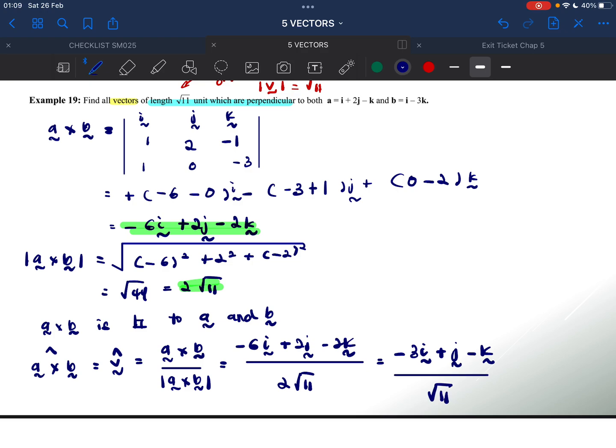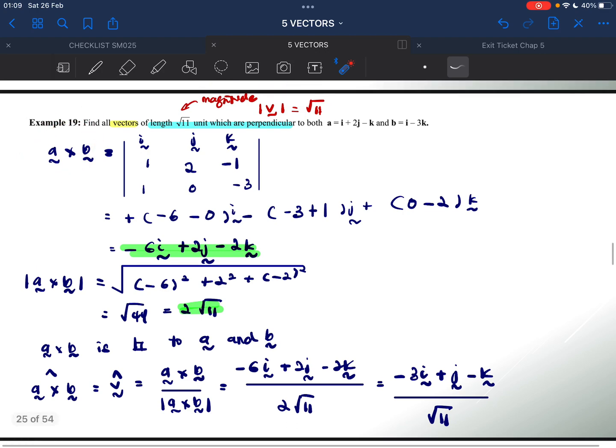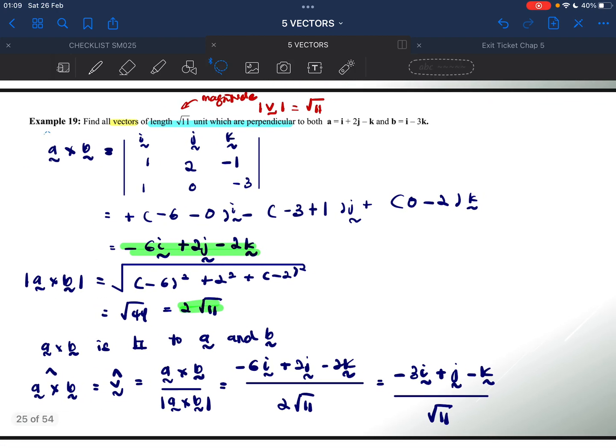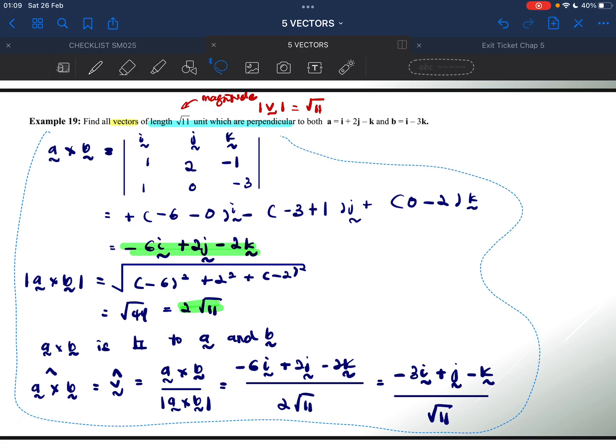Now we have the unit vector that is perpendicular to A and B, and we have the vector, which is A cross B. But that's not what we want. We want to find vectors whose length, the magnitude, is square root 11. Let me just resize this quickly.